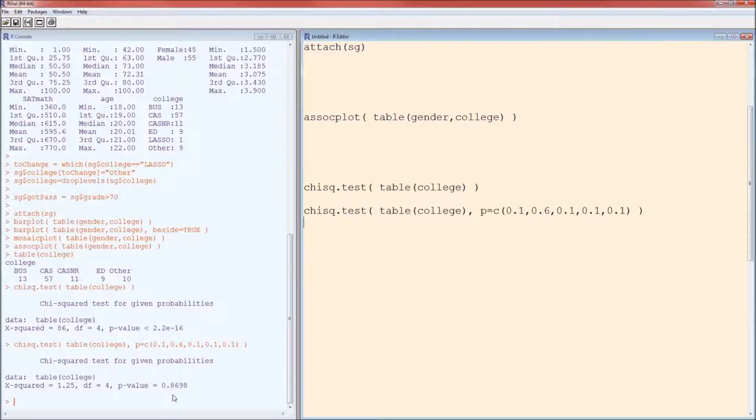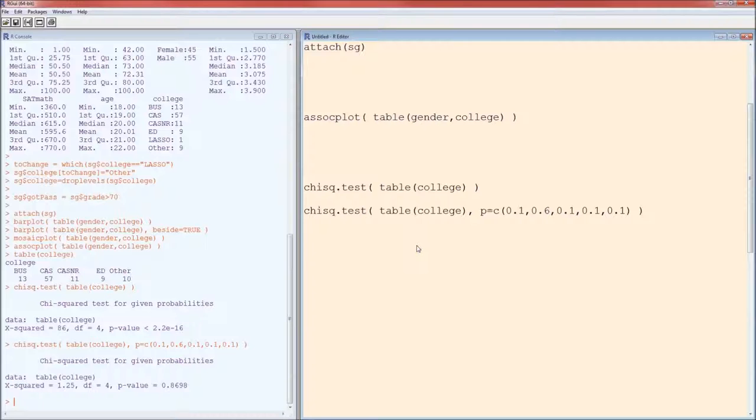0.8698. Here's something important. We cannot conclude that the actual proportions in each of the colleges is 10%, 60%, 10%, 10%, 10%. That is not our conclusion. We can only conclude that that distribution is reasonable given our data. In other words, we don't have evidence that this distribution is wrong. We don't know it's right, but it is reasonable. So that was a chi-squared goodness of fit test.